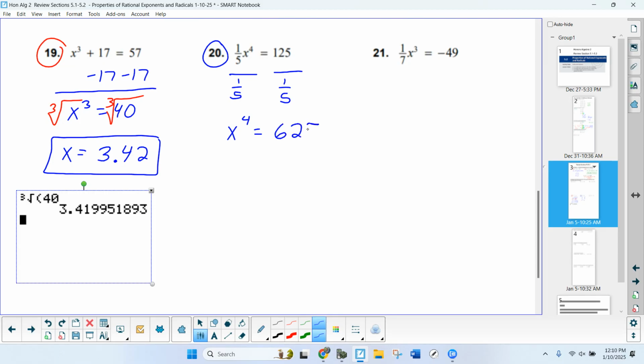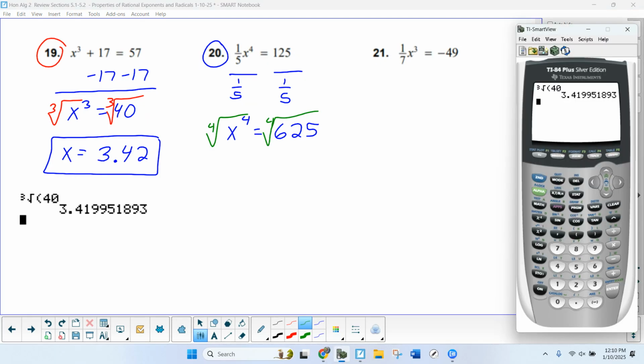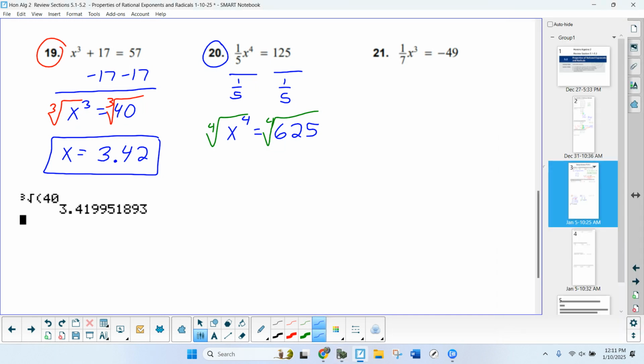Now what'd you do? 4th root of both sides. Take the fourth root of both sides. Now, I saw a lot of you grab your calculator. That's fine. If you do fourth root, math, number 5, 625, what does your calculator tell you? 5. But you have to be smarter than your calculator.